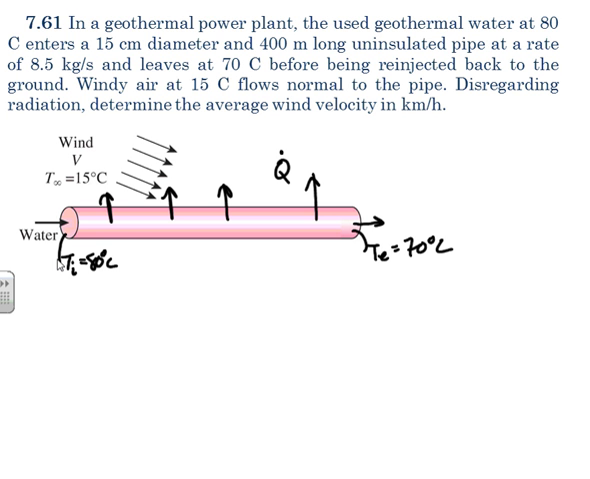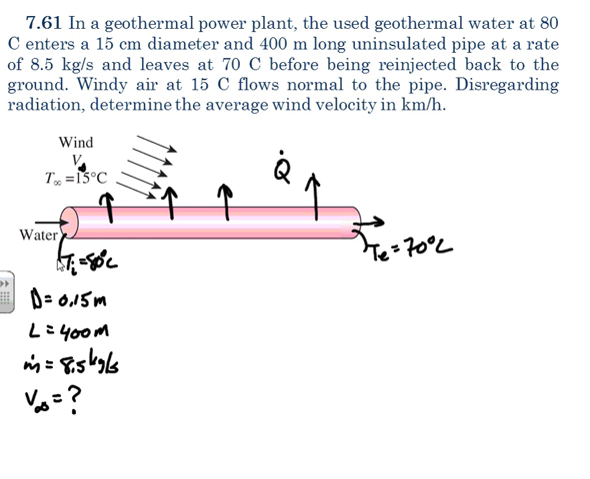And we're given some other information. We know the diameter of this pipe is equal to 0.15 meters. We know the length of it is 400 meters. We know the mass flow rate of the water, m dot, is 8.5 kilograms a second. I think that's it. That's all we know. So this is what we know, and we're trying to find the wind velocity, V infinity.